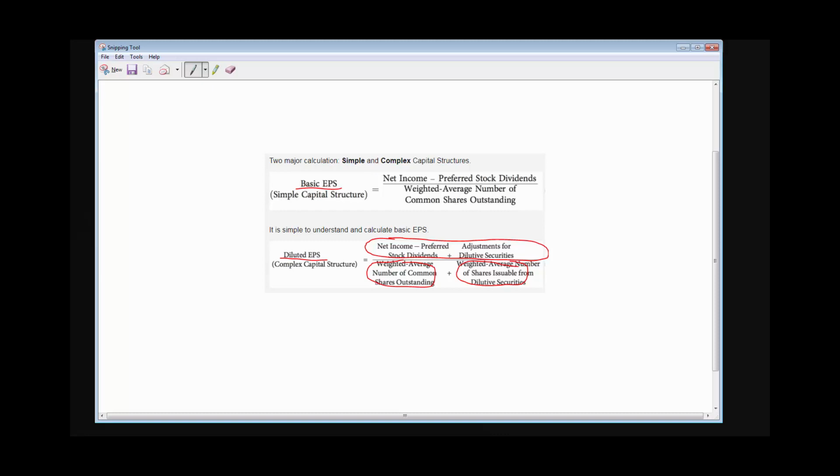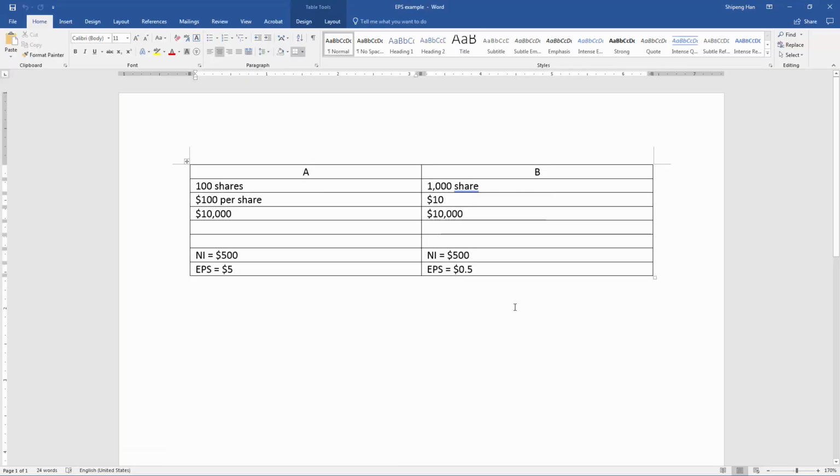For example, let me give you a simple example. Company A and company B. Company A has 100 shares. The price of a share is $100. So the total equity is $10,000. For company B, 1,000 shares. For each share, the price is $10. Again, the same, $10,000.